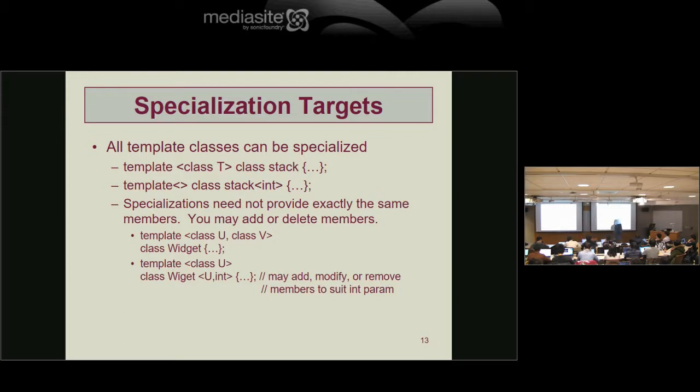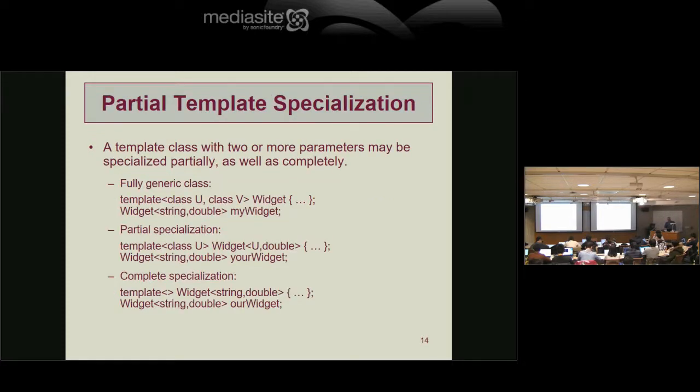It may add, modify, or remove members to suit that particular parameter. Change the code. So here's a fully generic class, UV widget, and here's how I would instantiate that fully generic class. Now here's a partial specialization. I've specialized V to be a double, so I just say template class U, now widget of U and double, okay? And now if I instantiate it with string and double, with this specialization, it'll pick this over this.